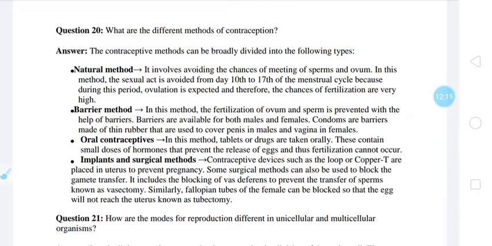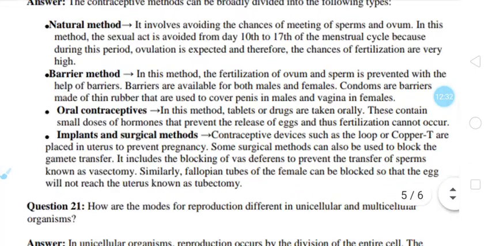Oral contraceptives are there. Then pills we have discussed, Saheli, Mala-D. In this method, tablets or drugs are taken orally. This contains small doses of hormones that prevent the release of egg and thus fertilization cannot occur. So this was about oral contraceptives.